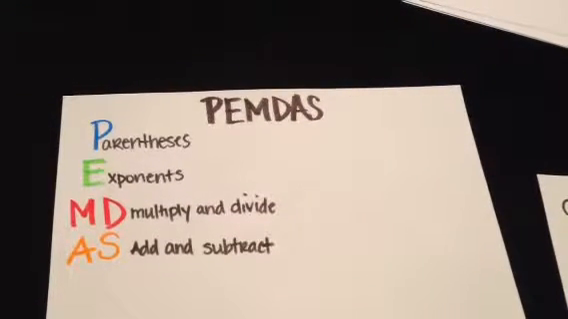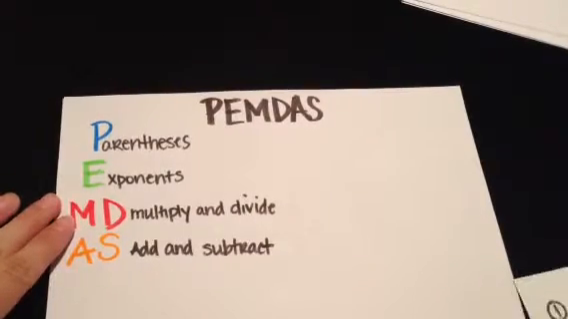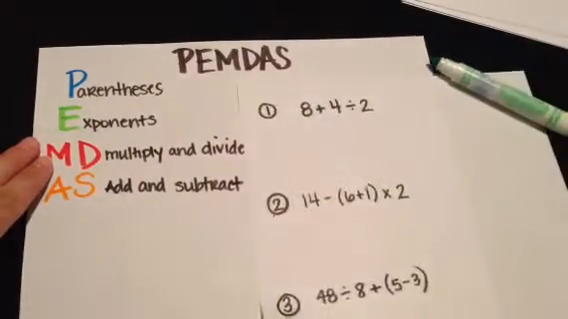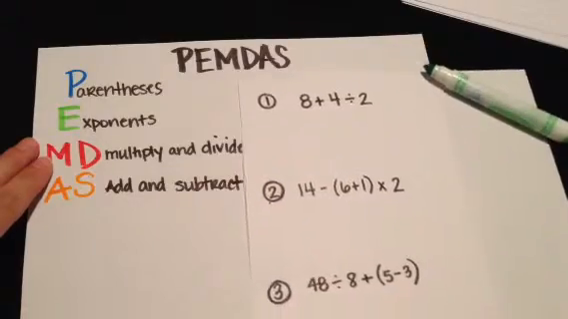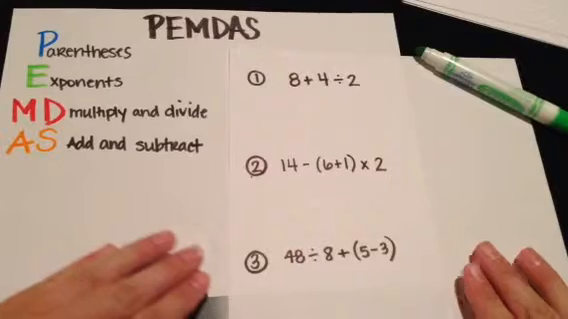Let's take a look at a couple problems together. If you'd like to try on your own, you can go ahead and pause the video, solve it on your own, and then unpause to watch me go over the answers with you. So let's start first with 8 plus 4 divided by 2.